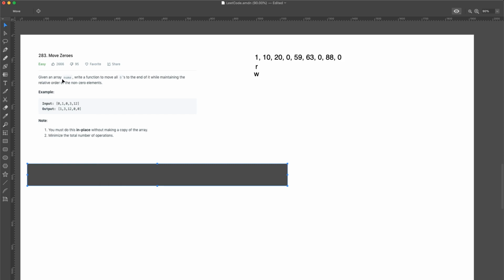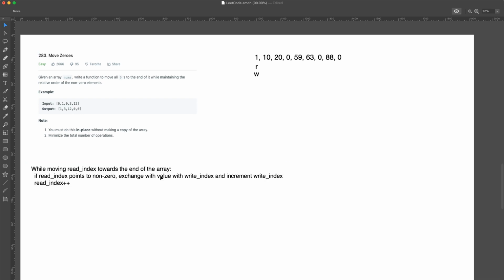Given an array nums, write a function to move all zeros to the end while maintaining the relative order of the non-zero elements. The example is this input, and we have to move all the zeros to the back. We have to do it in place, which means our space complexity is O(1). And today we will use this logic to solve the problem.